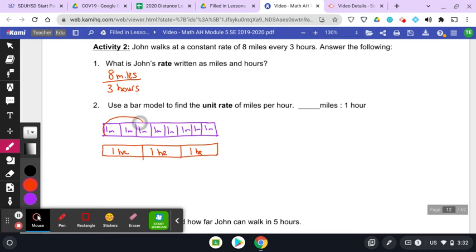So if I cut this up into thirds, this chunk goes here. And then I have to cut this one, 1, 2, I have to cut this one in thirds. From here to here goes to this hour. And this one gets a third too. Okay, so we're seeing that I'm cutting it up. That is 2 2/3, also known as 8/3 miles per 1 hour.